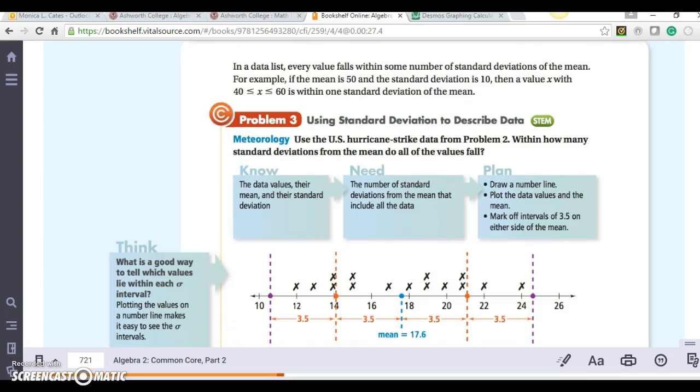Okay, in a list of data, every value falls within some number of standard deviations of the mean. For example, if the mean is 50 and the standard deviation is 10, then a value x between 40 and 60 is within one standard deviation of the mean. Because if I add 10 to 50 going this way, I get 60, and if I subtract 10 from 50, I get 40 going that way. And so that gives me one standard deviation of the mean.